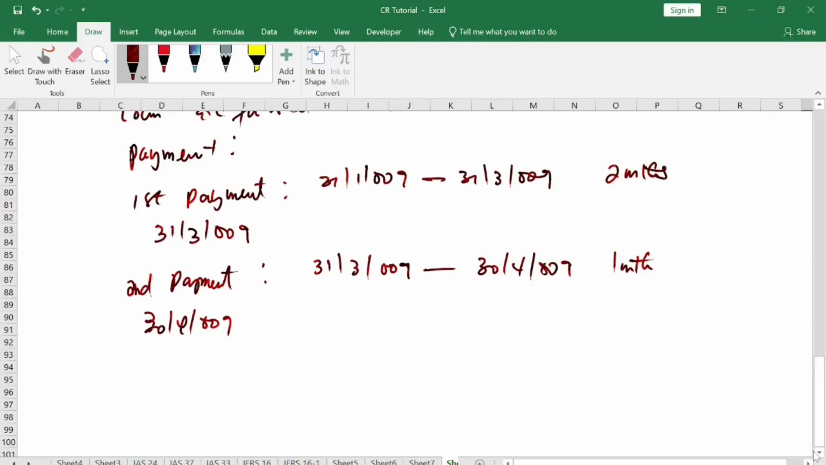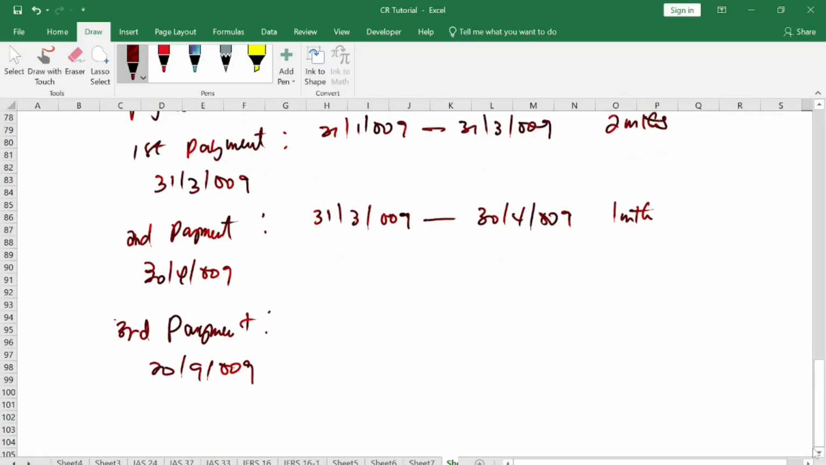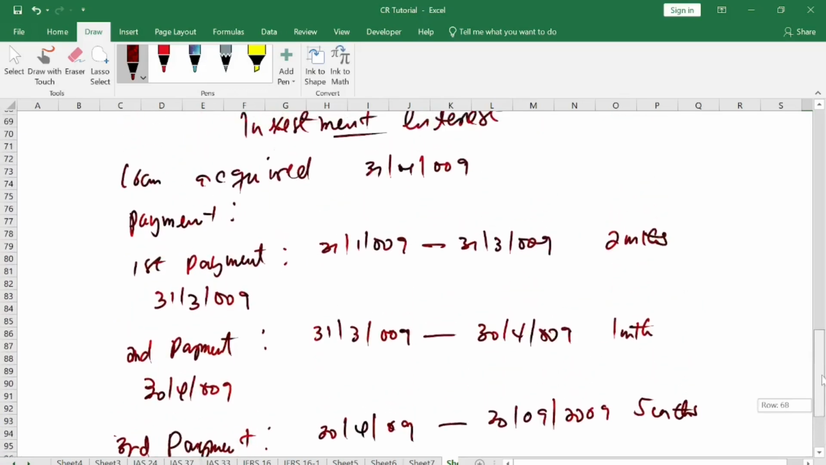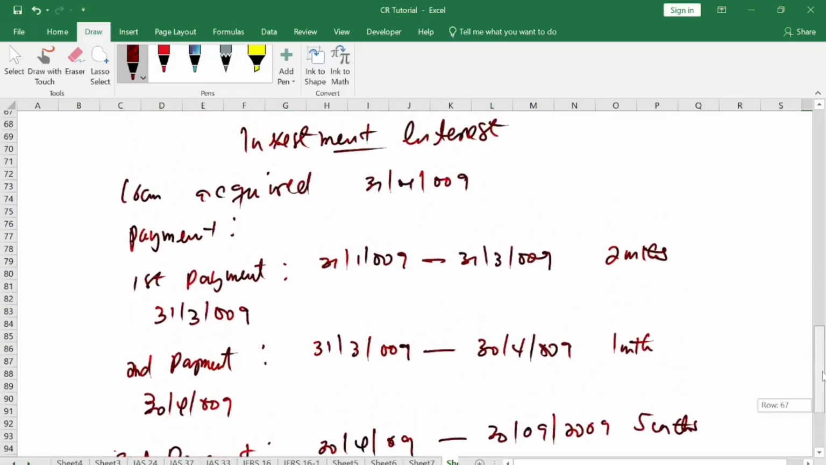Then the third payment was made on 30th September 2009. That means from 30th April 2009 to 30th September 2009, the money was also sitting idle. How many months? From 30th April to September is 5 months. So this is how we calculate our investment interest.